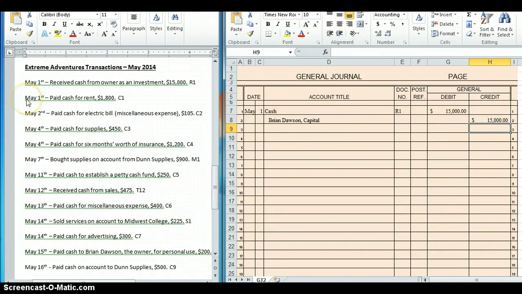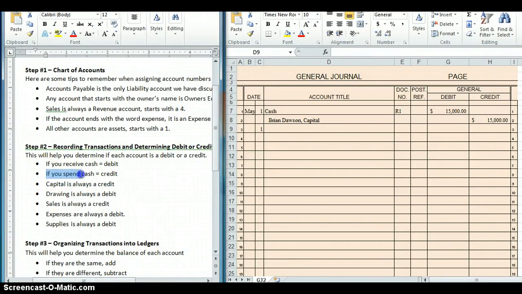Let's move on to our second transaction. On May 1st, we paid cash for rent, $1,800. So back over to my general journal. I don't need to type May again, but I am going to put 1. This just helps me realize that this is a new transaction. Now, I paid cash for rent. If I go to my cheat sheet, it says if you spend cash, it equals a credit. So anytime my business spends money, and it doesn't matter what we purchase, but anytime we spend money, we have to record that as a cash credit.